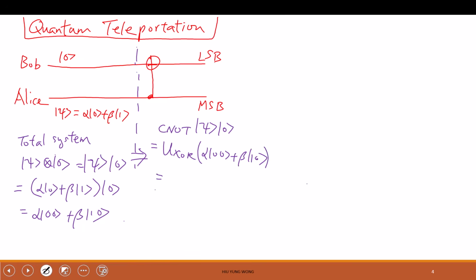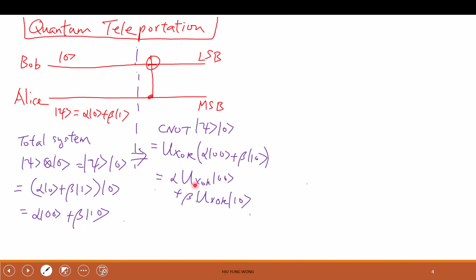Based on the definition, maybe I do one more step. U exclusive OR applied to 0, 0 plus beta U exclusive OR applied to 1, 0. Is this okay? If not, step back. U is a matrix. This is a vector. Alpha, beta are just scalars, so I just take alpha, beta to the front. It's just a number. And then, due to the distribution law, I apply this matrix to the first vector plus the matrix to the second vector.